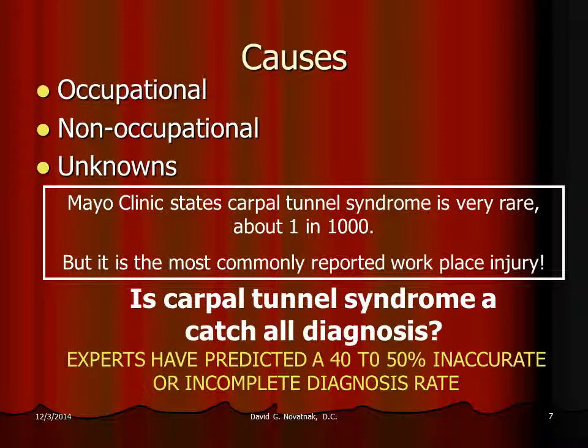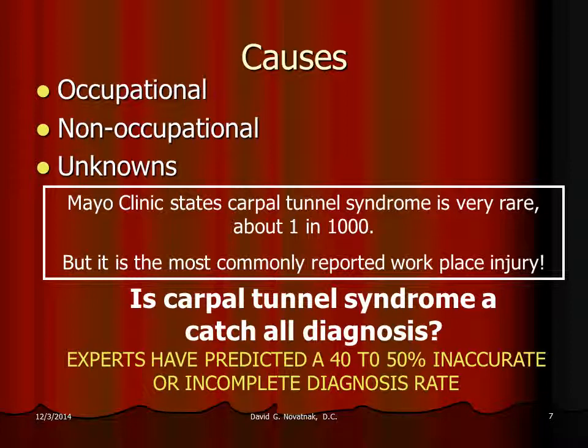Next, we'd like to talk about the causes of carpal tunnel. There are occupational causes, non-occupational causes, and unknowns. The most recent research suggests that carpal tunnel is actually a slow degenerative process that comes on over years. It's the occupational and non-occupational causes that seem to push it over the edge that finally causes the symptoms.